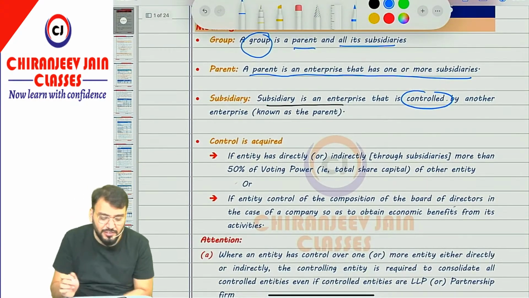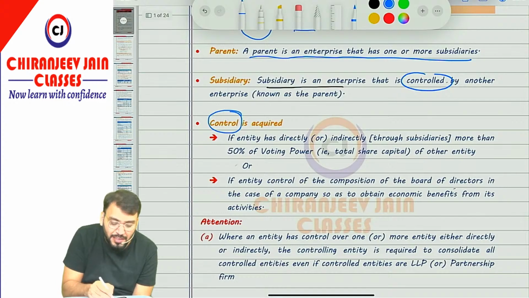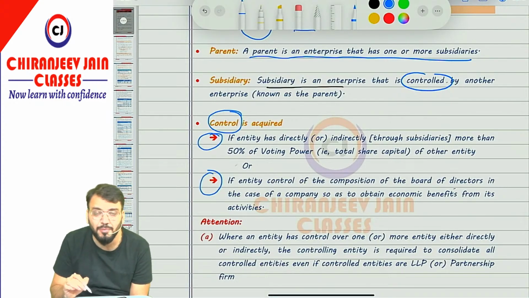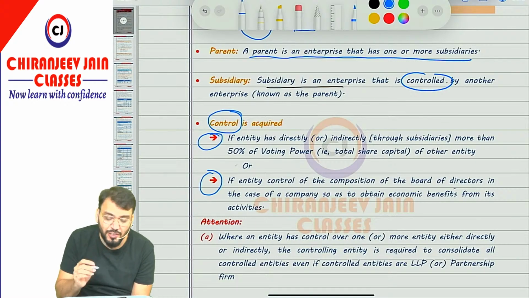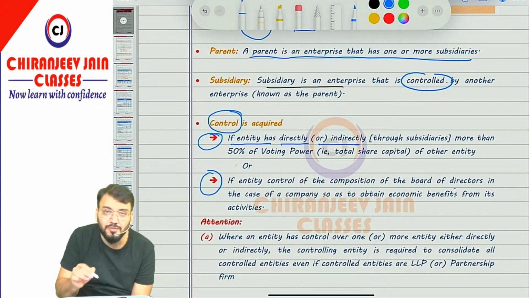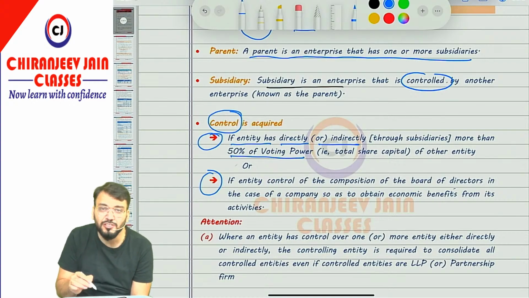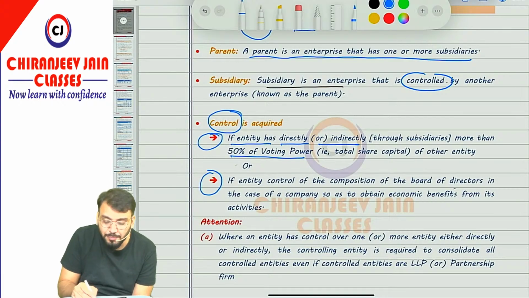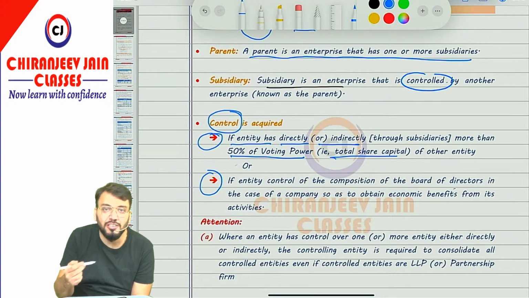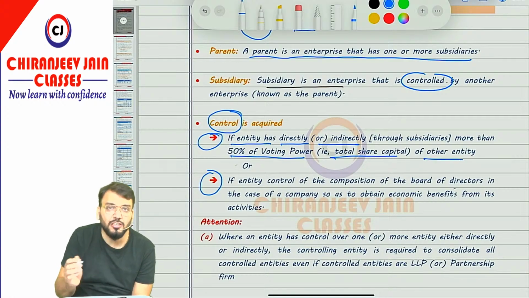Yes sir. So one thing is clear. How will we understand that control is acquired? Means, sir, how will we understand that the parent company has obtained control over the subsidiary company? AS21 has given two conditions. If any one of these conditions is satisfied, control is acquired. The first condition is that the entity has, directly or indirectly, more than 50% of the voting power of another entity. 50% of voting power means 50% of total share capital. Understood? So if any entity is holding directly or indirectly 50% of the total paid up share capital of another entity, it means control is acquired.